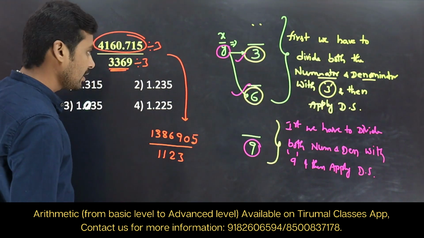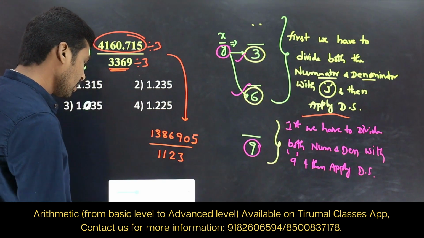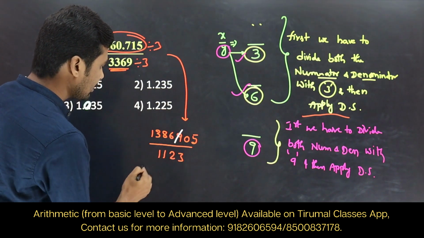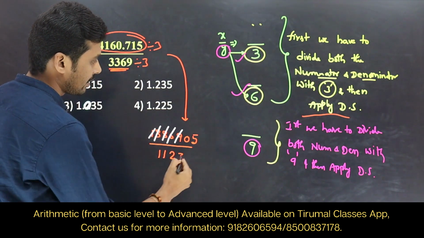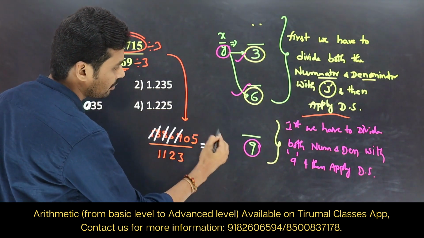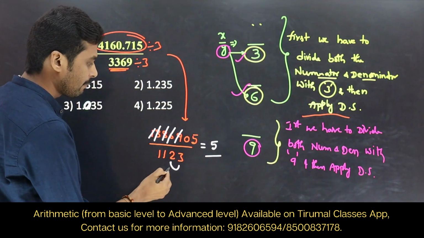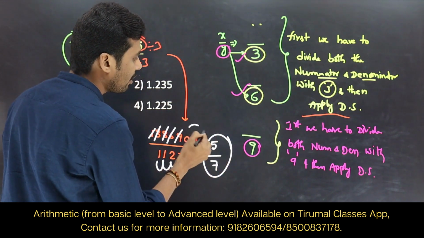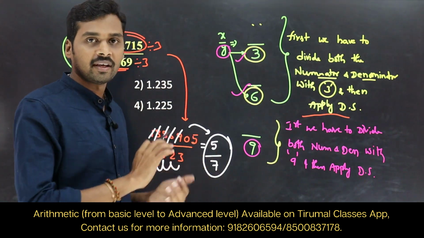Now after getting this value, we have to apply the DS part. So if you apply the DS values now, 9 gets cancelled, 6 plus 3 gets cancelled, 8 plus 1 is 9, cancelled. So what is the numerator value? The numerator value is 5. The denominator: 3 plus 2 is 5, 5 plus 1 is 6, 6 plus 1 is 7. Now the final form is 5 by 7. For this we can apply the DS part.